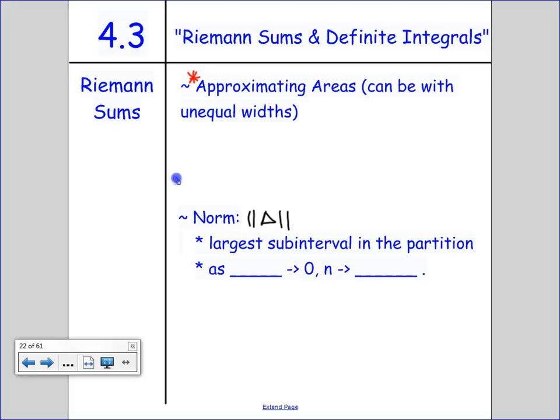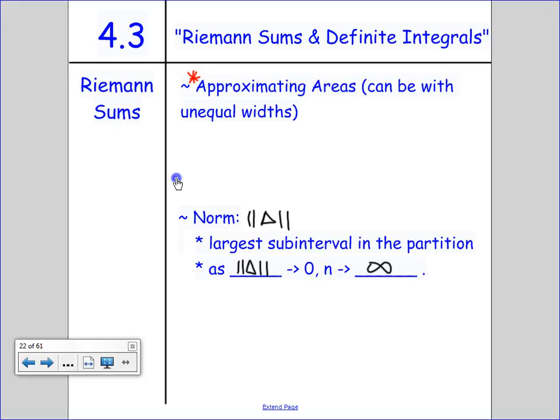The norm, I'll show you what it is in a second, has this notation of double absolute value bars with a delta. It can refer to the largest subinterval in the partition. So it's saying, what if it has unequal widths? And it's saying that as n goes to infinity, even if it has unequal widths, my biggest subinterval is also going to go to 0, so it's not going to make a difference.